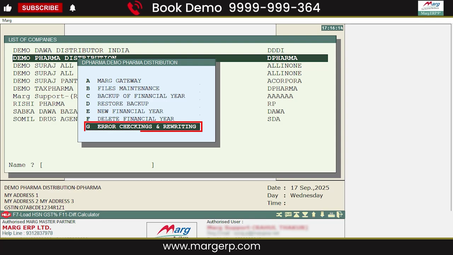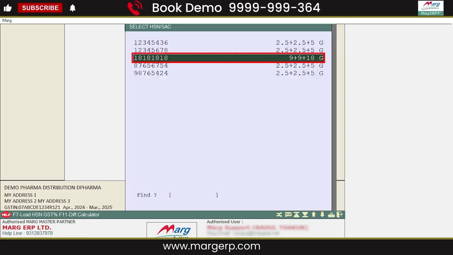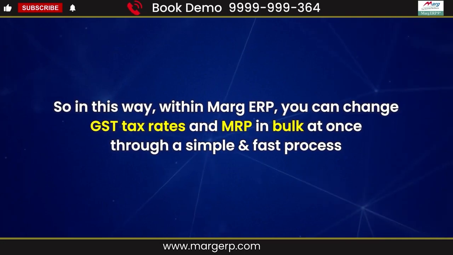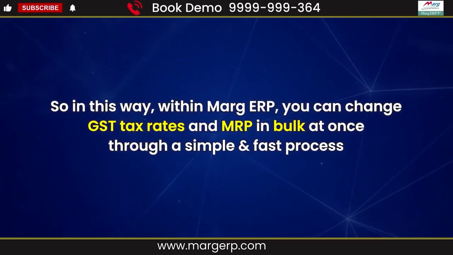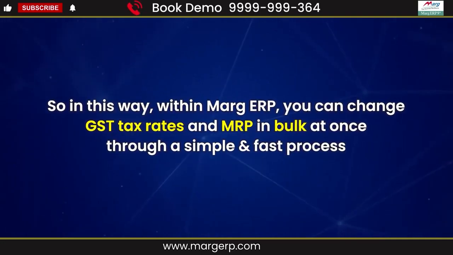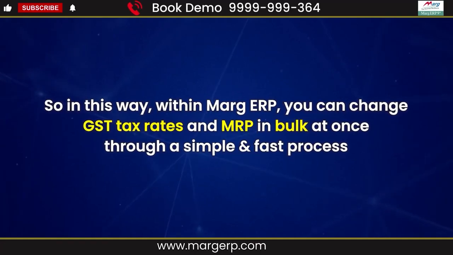Finally, run error checking. If you have updated EXC after the 18th of September, press F7 to verify and update HSN's GST. That's it. In this way, you can bulk update GST tax rates and MRP together inside MAG ERP through a simple and fast process.